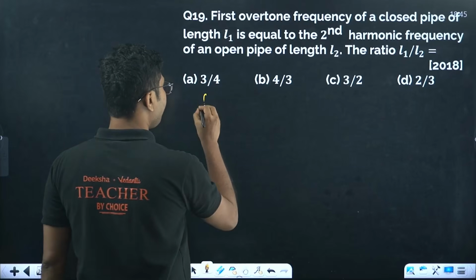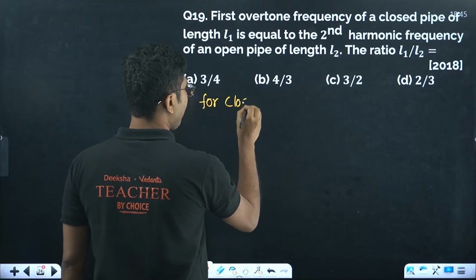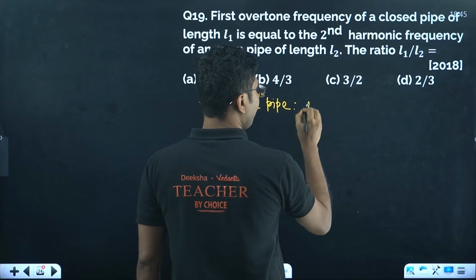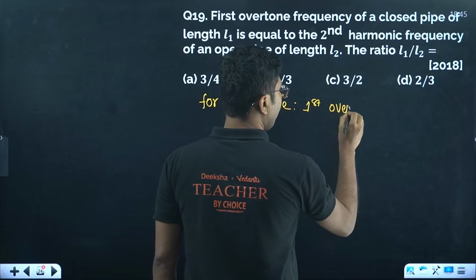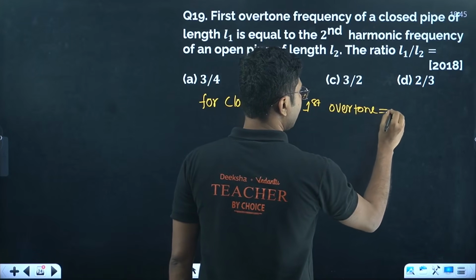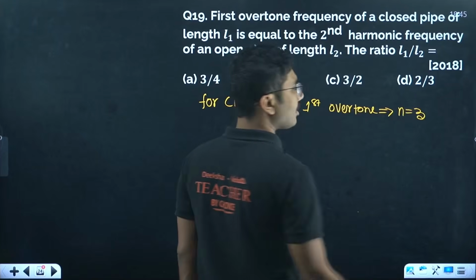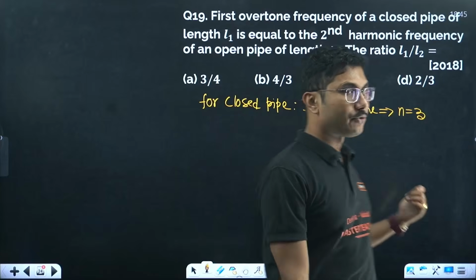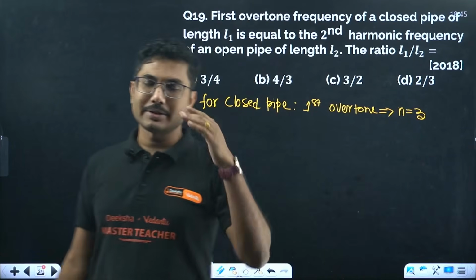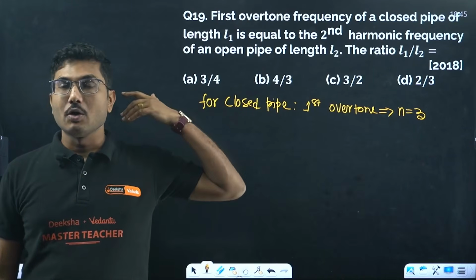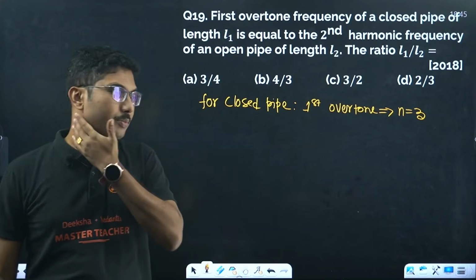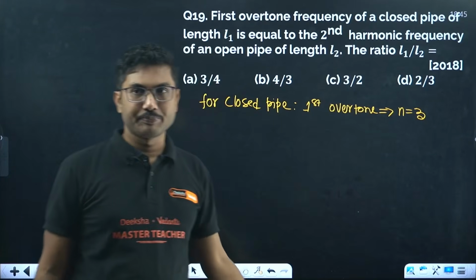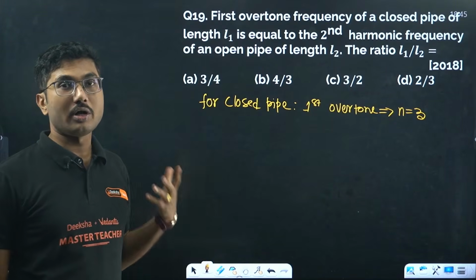Okay, for closed pipe, first overtone is n equals to 3, that is third harmonic. For open pipe, if the same question is asked with open pipe, first harmonic will be 2. Okay, harmonics, not first harmonic, sorry, overtone, first overtone will be n equals to 2. Overtone means the next in the line. Okay, next, who is next in the line? n equals to 1, then n equals to 3. Okay, closed pipe always produces odd frequencies.